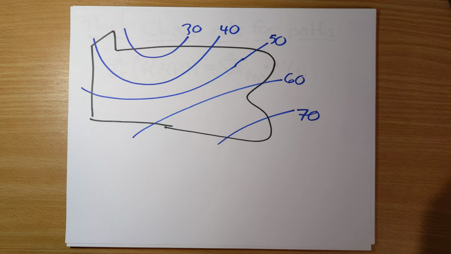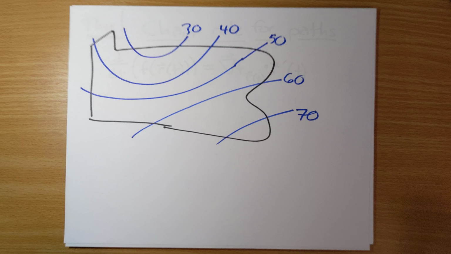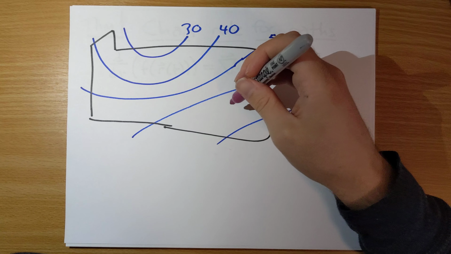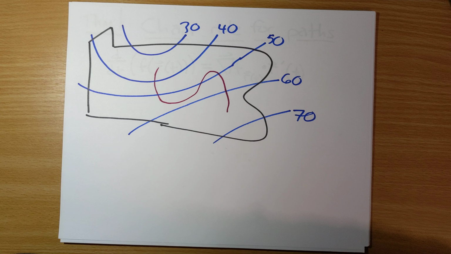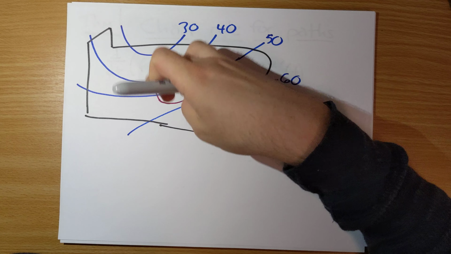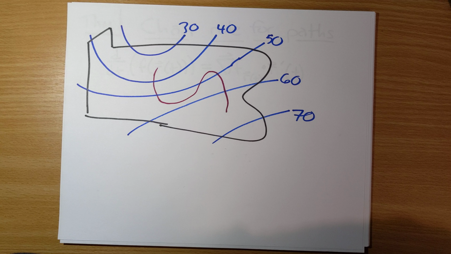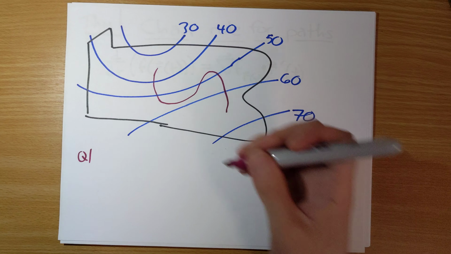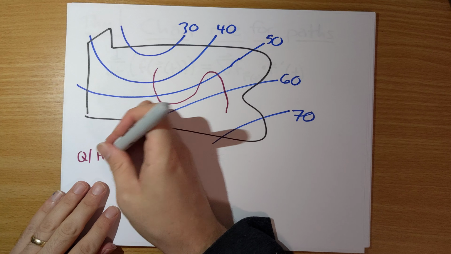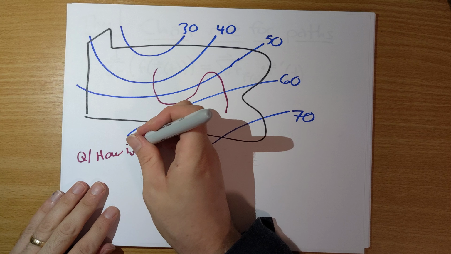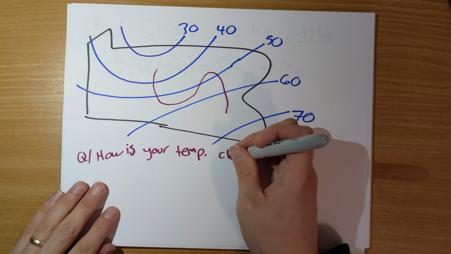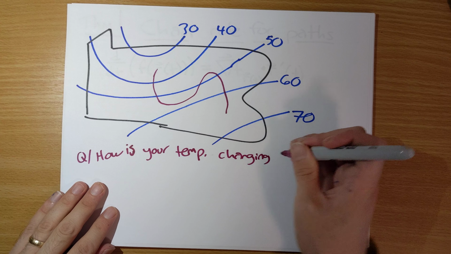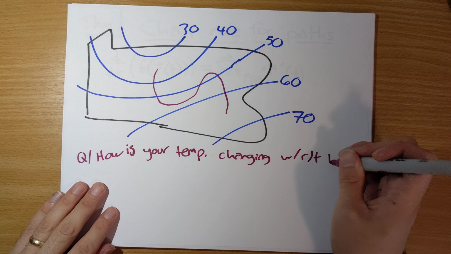So why do I do this? It lets me set up the following question. Suppose that you are taking a trip around Pennsylvania and having a grand old time riding your bike around here. So the question is, how is your temperature changing with respect to time?